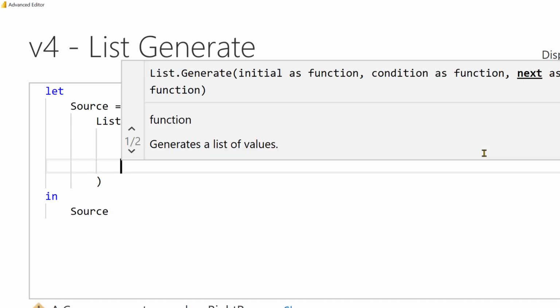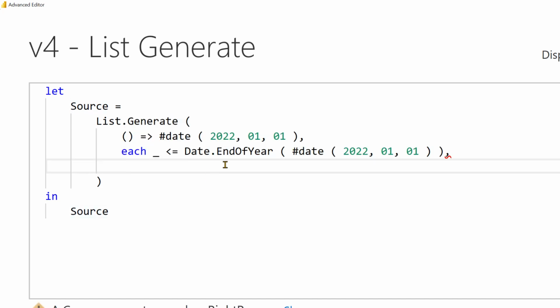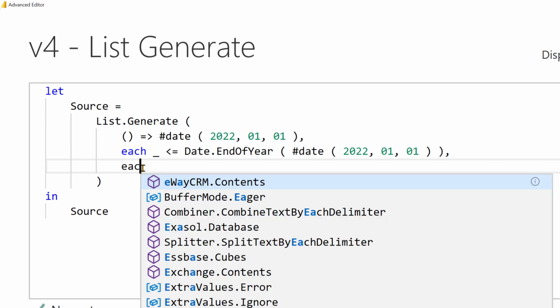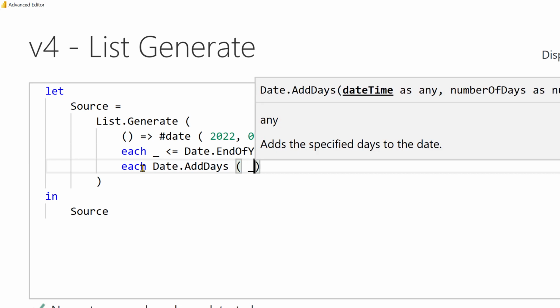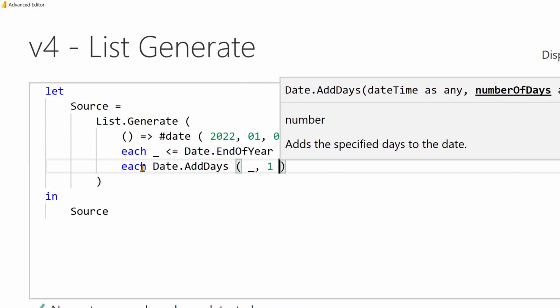And in the next step, once the check is passed, what we want to do is increment this particular date, or the date that is currently getting iterated. So we can simply say each Date.AddDays, and we are going to use the underscore, and we are going to add 1 day.